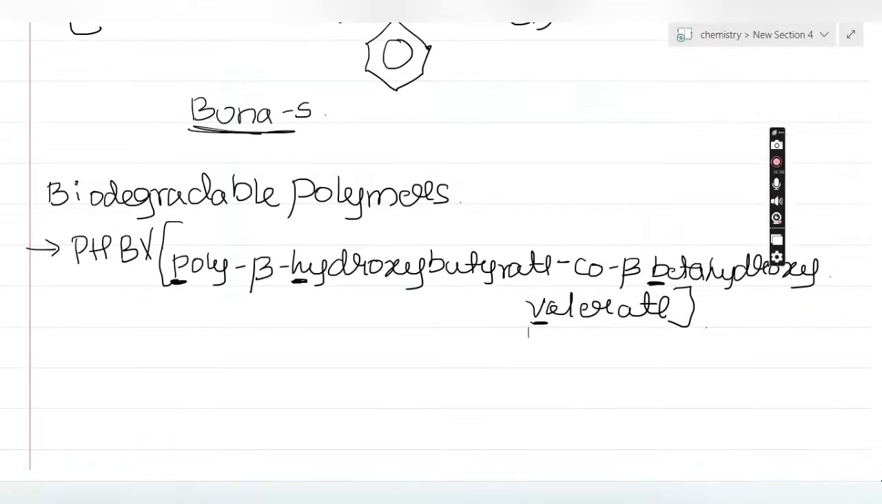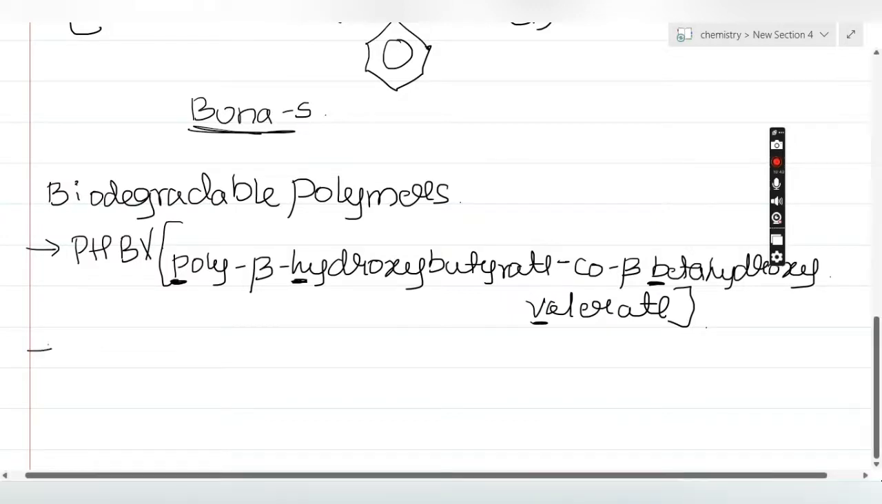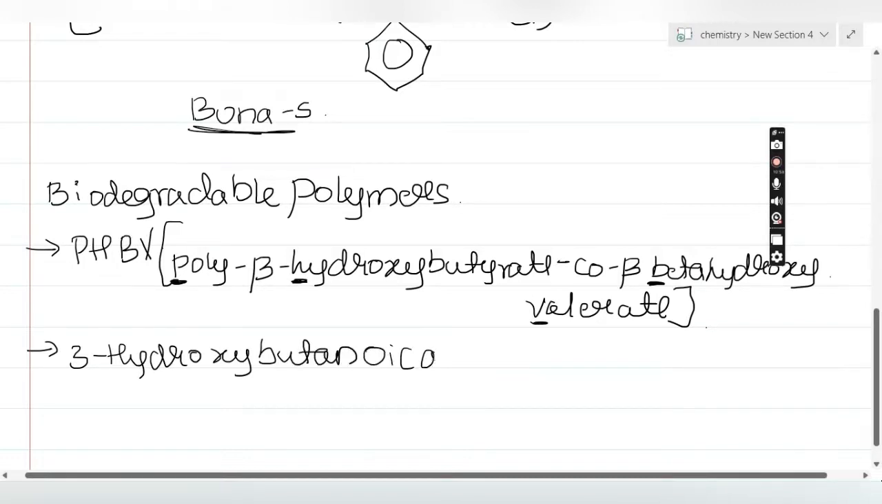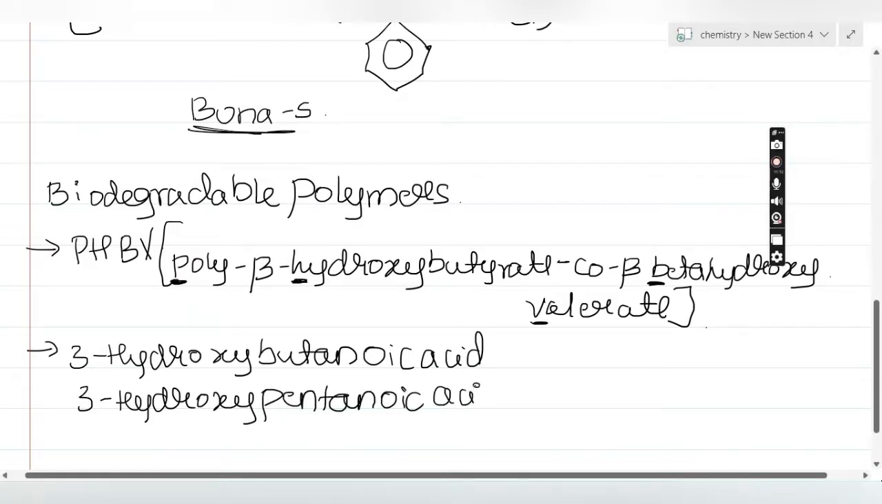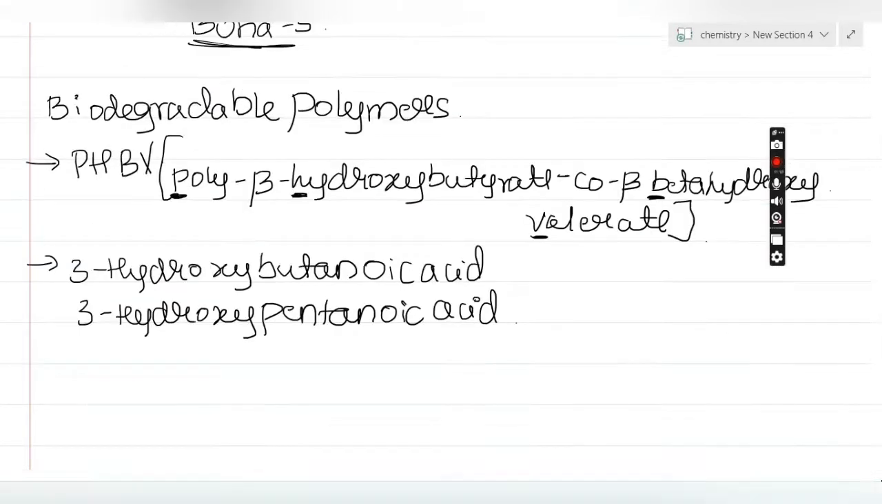This poly beta hydroxy butyrate co beta hydroxy valerate is usually synthesized by taking two different monomers. One is 3-hydroxy butanoic acid. Butanoic acid means a 4 carbon atom carboxylic acid, and at the third position a hydroxy group, OH group, is there. Another one is 3-hydroxy pentanoic acid. Pentanoic acid means a 5 carbon atom carboxylic acid. At the third carbon atom, we have as usual an OH group attached.